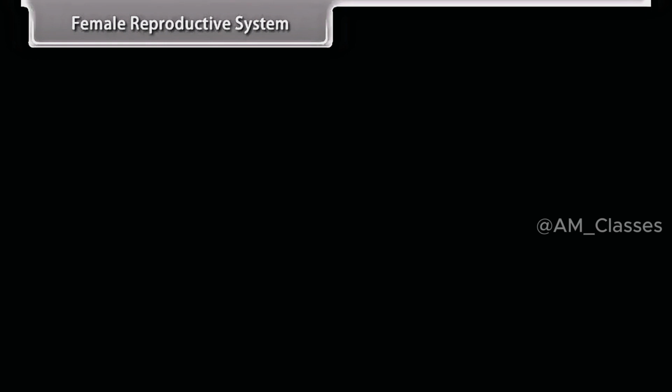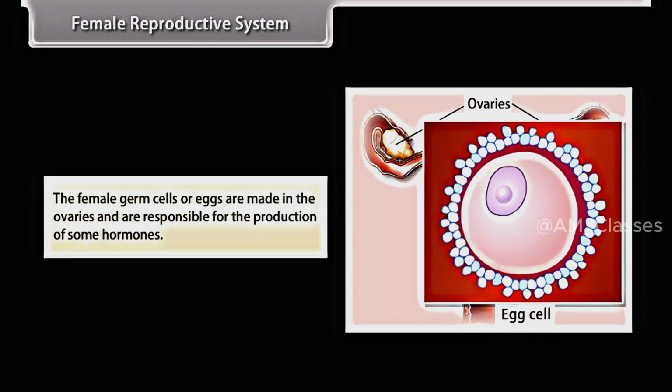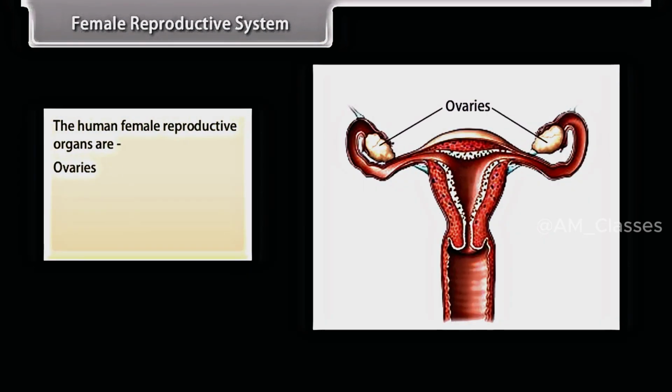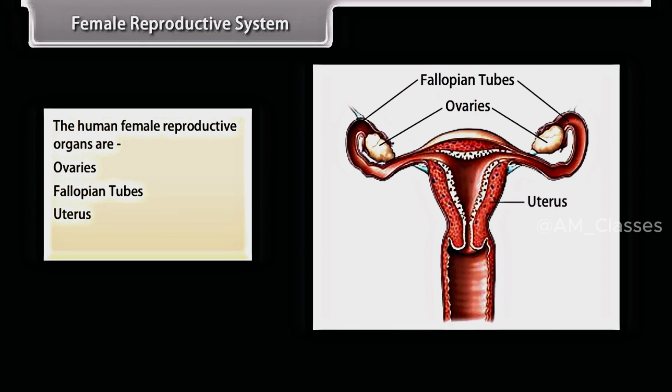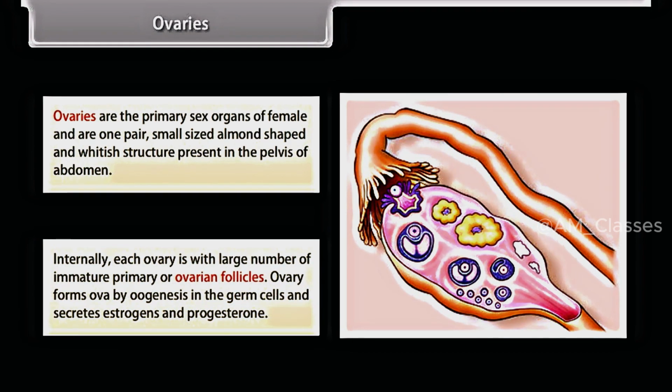Female reproductive system. The female germ cells or eggs are made in the ovaries, which are also responsible for the production of some hormones. The human female reproductive organs are ovaries, fallopian tubes, uterus, vagina. Ovaries. Ovaries are the primary sex organs of female and are one pair, small-sized, almond-shaped and whitish structures present in the pelvis of the abdomen. Internally, each ovary has a large number of immature primary or ovarian follicles. Ovary forms ova by oogenesis in the germ cells and secretes estrogens and progesterone.